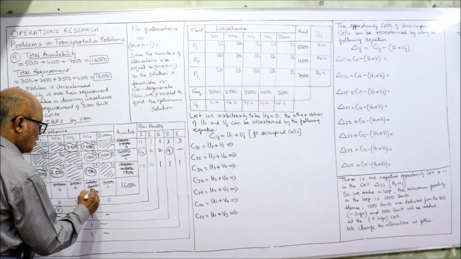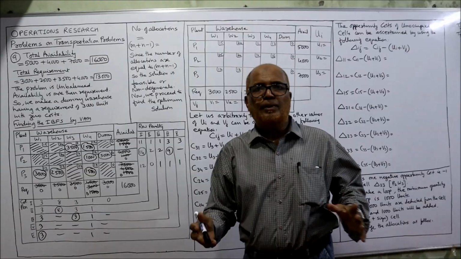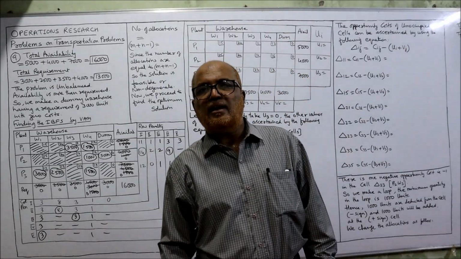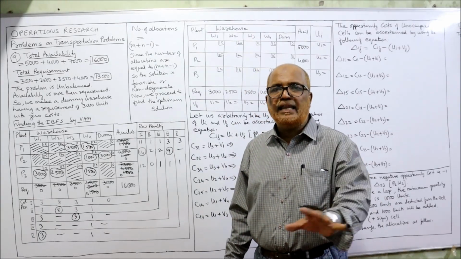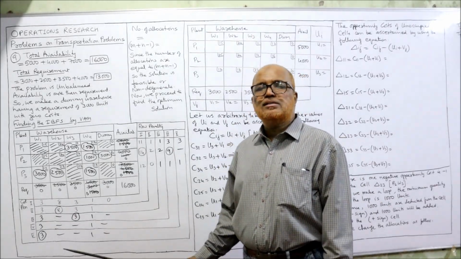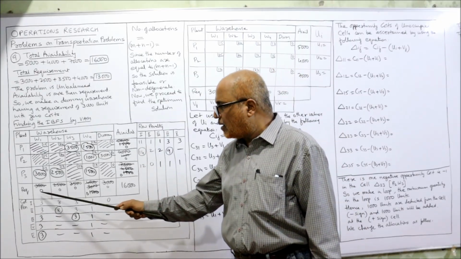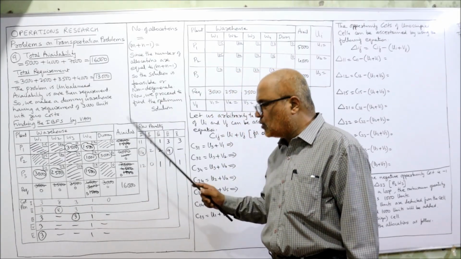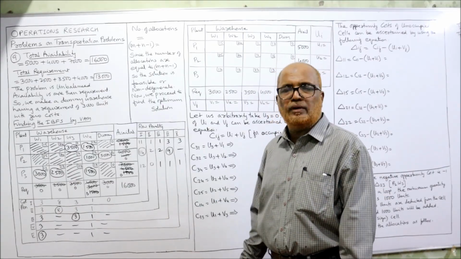This will become 0 and this also becomes 0. Our allocations are completed. All the cells are either allocated or blocked. No cell is left. Now you can see all the supply has become 0, 0, 0, 0 and the requirement is 0, 0, 0, 0, 0. That means we have correctly allocated all the units.